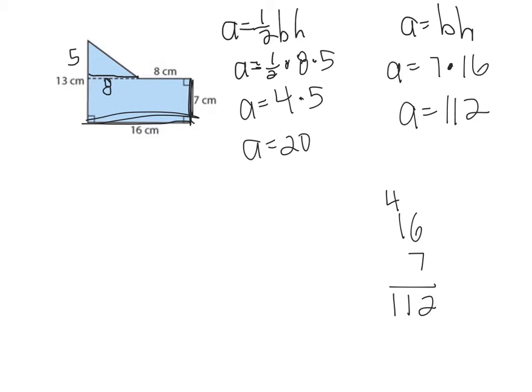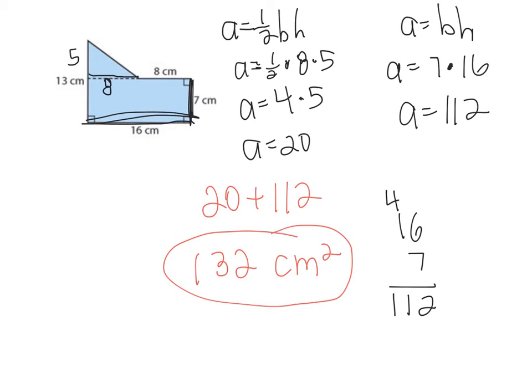But like I said, that's just the triangle, and that's just the rectangle. So we have to combine these by adding them together. 20 plus 112 tells me the combined area is 132 centimeters squared.